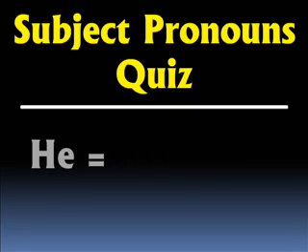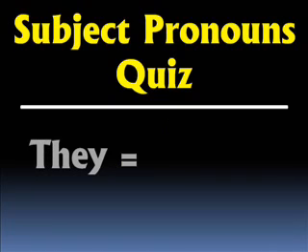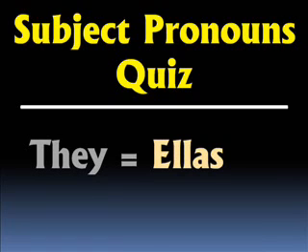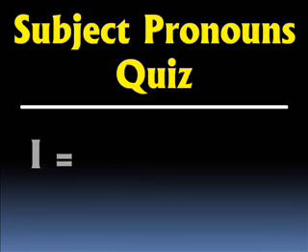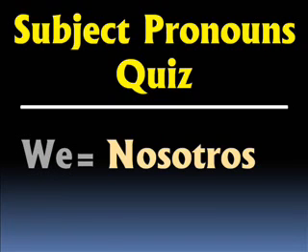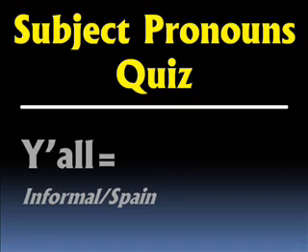Now let's switch over to English to Spanish, which usually is a little bit more difficult for people learning Spanish. Let's go with he. He. Should have said él. What about they? And it's a group of girls. They. Ellas. I. Yo. We. Nosotros. Y'all.